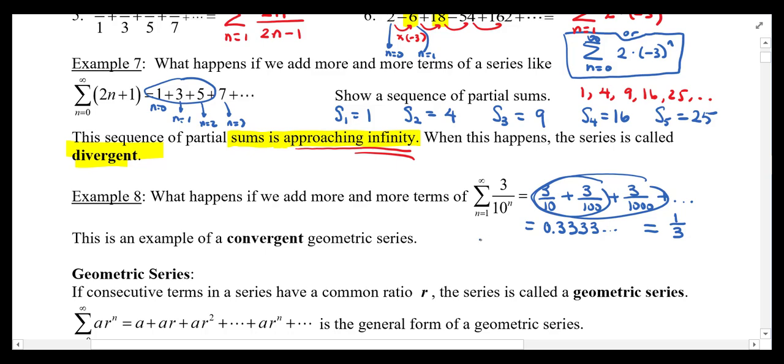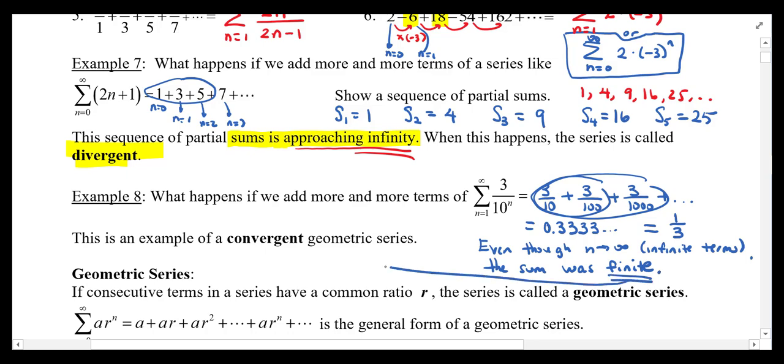So interestingly enough, even though you have infinite terms, when n goes to infinity, you have infinite terms. What happened to your sum this time? The sum wasn't infinity. The sum was finite. It actually was a nice number. So when you have this case when the sum is finite, we have a special term for that. It's convergent, and this happens to be a geometric series, so a convergent geometric series.